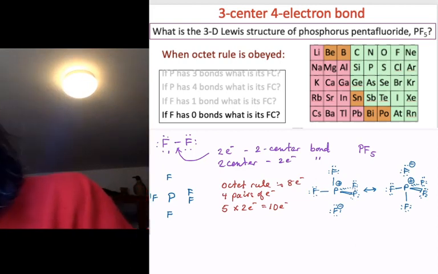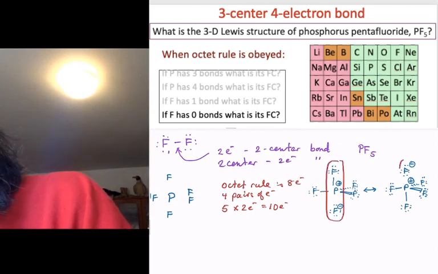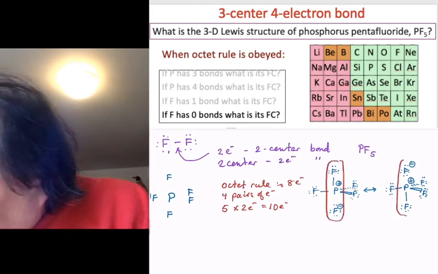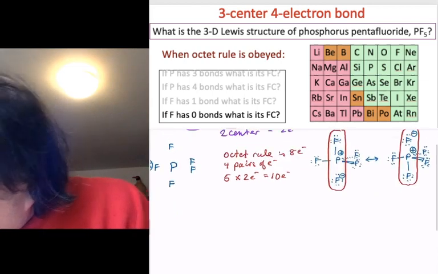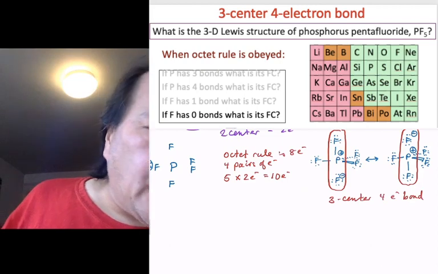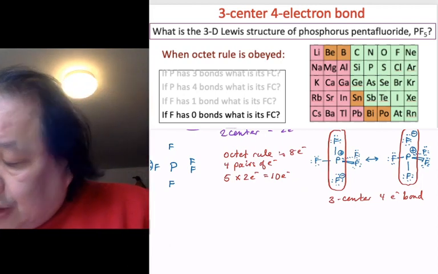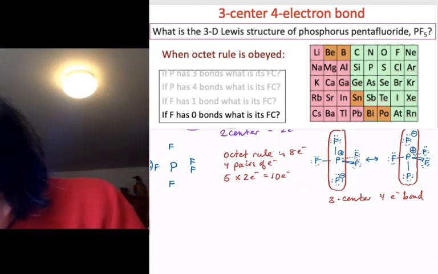And I'm just going to circle something here. These 3 atoms make this the 3-center 4-electron bond. We'll understand why it's 4 electrons as we learn more about orbitals, but I can just tell you one important thing. The 3-center 4-electron bond requires 3 main group atoms in a straight line.